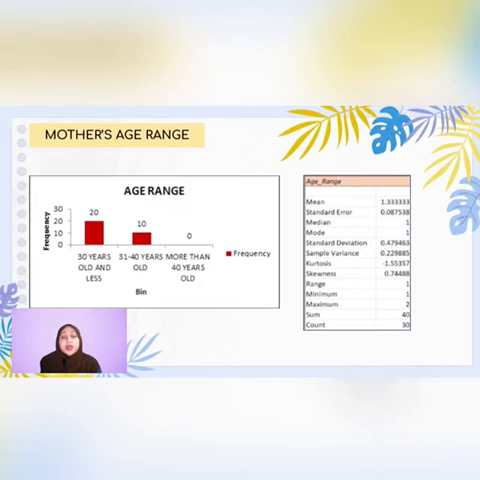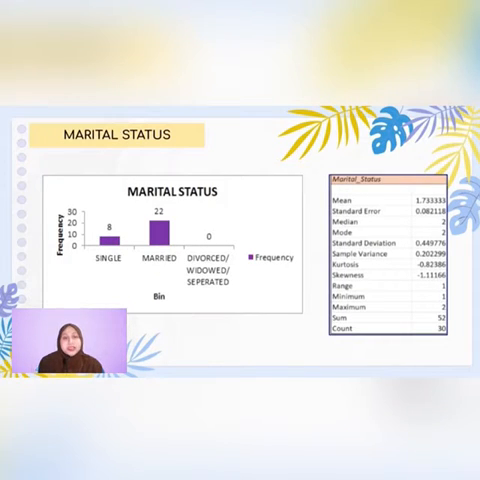Next, for the range of respondents' age, 20 respondents are 30 years old and less, 10 respondents are 31 to 40 years old, and lastly, none of the respondents are more than 40 years old. Here's the descriptive statistic. For marital status, 8 respondents are single and 22 respondents are married. Furthermore, none of the respondents are divorced, widowed, or separated. And there is the descriptive statistic.